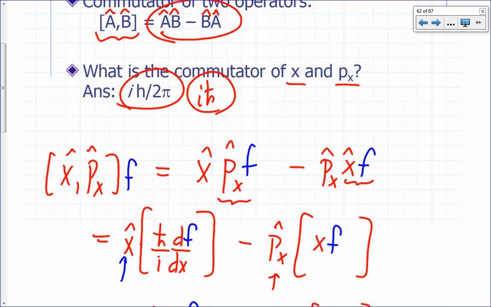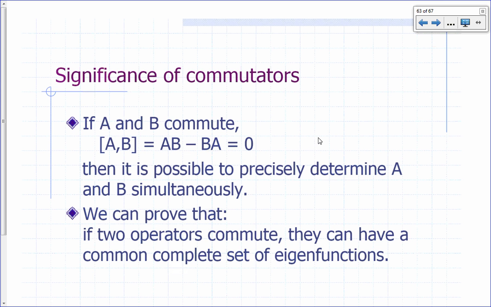Okay? H bar, remember, is h over 2 pi. I can't type h bar on the computer, so that's why I have to keep writing h over 2 pi. All right. So that's a commutator. So that's how you derive a commutator. You just apply it, and then when you get to the end, you have an operator on a function. So whatever that operator is, that's the definition of your commutator.